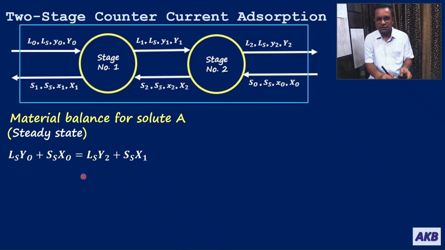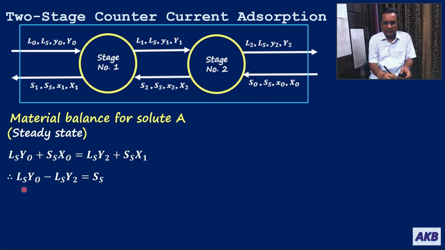In video number 18, you'll understand how I have got this equation. So in this particular discussion, I am directly taking the equation. If you write material balance for solute E and express it in terms of capital X and capital Y, the equation will be Ls into capital Y0 plus Ss into capital X0, that is equal to Ls into capital Y2 plus Ss into capital X1.